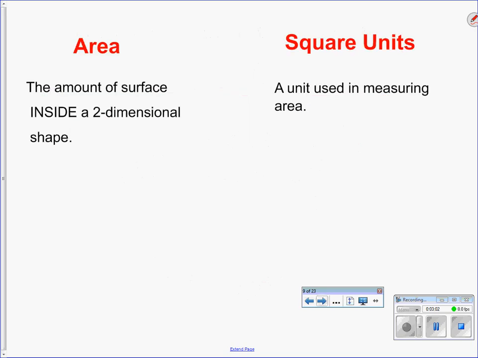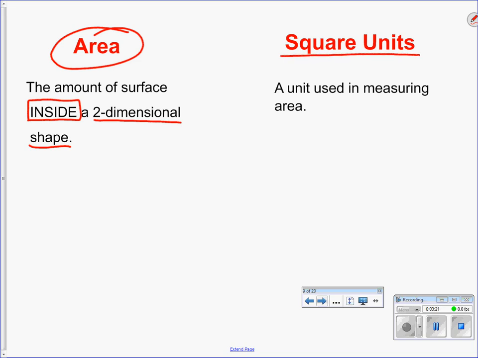Okay, so today we're going to be adding area to our perimeter, and area is the amount of surface inside. This time we're going to look inside instead of the outside boundary of, once again, just a two-dimensional shape. Anytime we work with area, we use square units. A square unit is just the unit used in measuring area. It can be feet, miles, centimeters, inches.